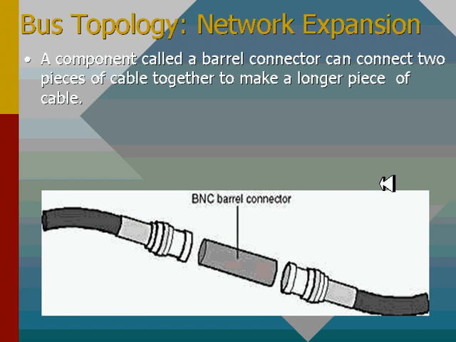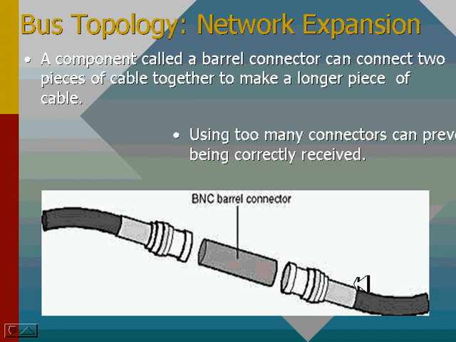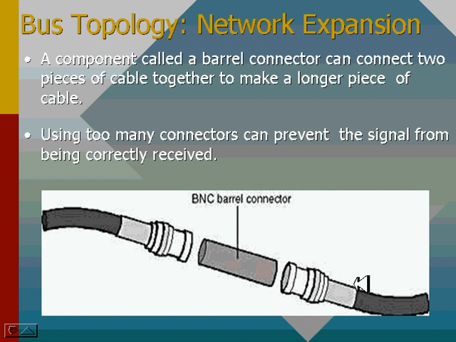A component called a barrel connector can connect two pieces of cable together to make a longer piece of cable. This is an example of a 10Base2 BNC connector. We use a barrel connector to connect two segments together. Using too many connectors can prevent the signal from being correctly received, so there is a length limit.